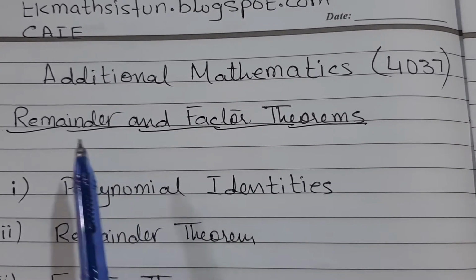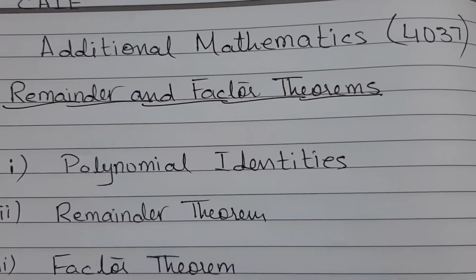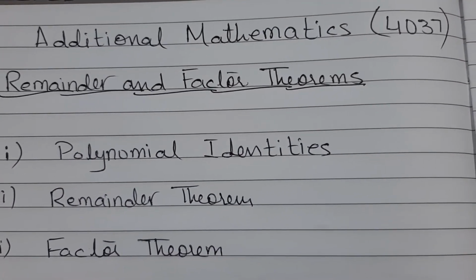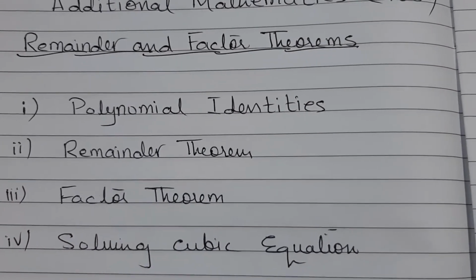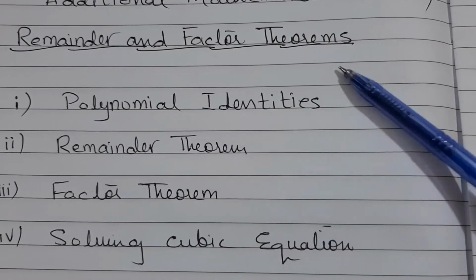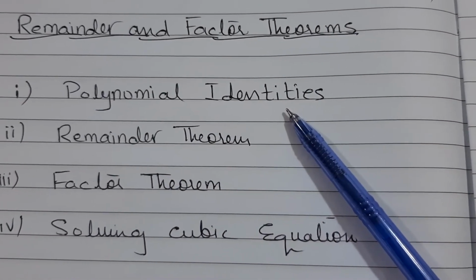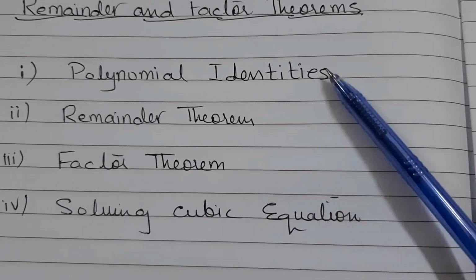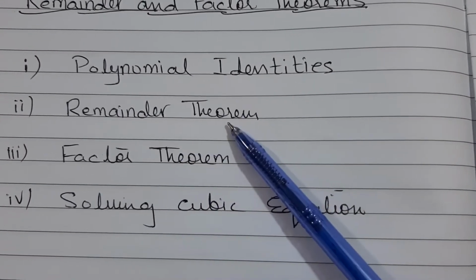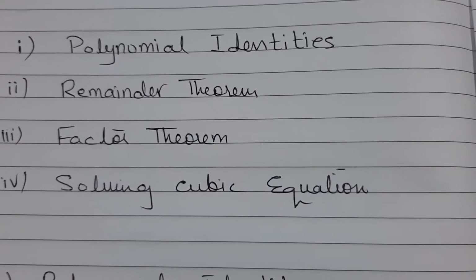Okay, so let's start. What is remainder and factor theorem? Whenever you start any topic, you must know what you have to cover in that topic, number one, and then go stepwise. So basically, there are 4 things you need to know in this topic. Number one, polynomial identities: what are those and how to work on them, how to find out. Then what is a remainder theorem, what is a factor theorem, and how to solve cubic equation.